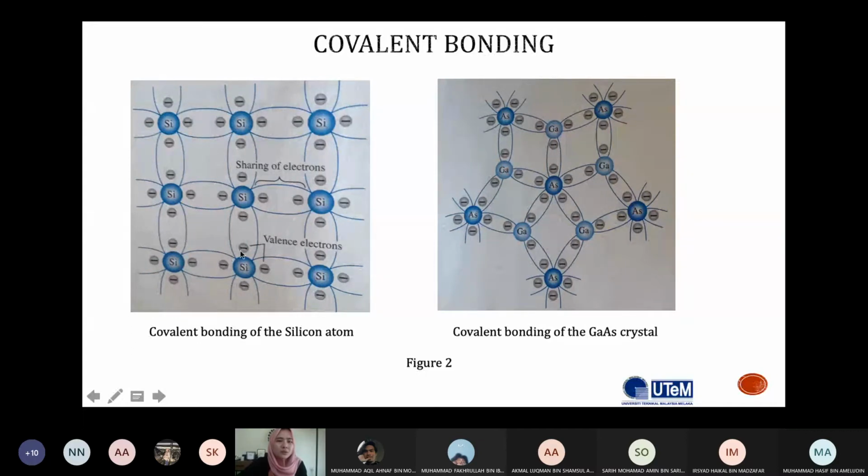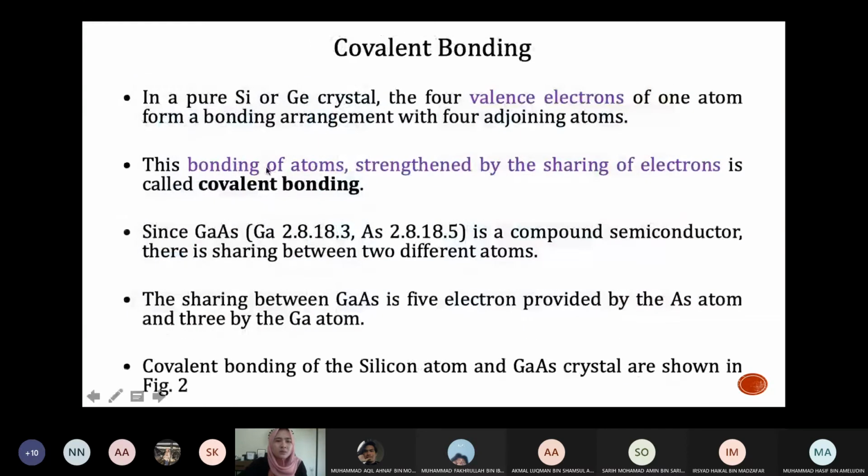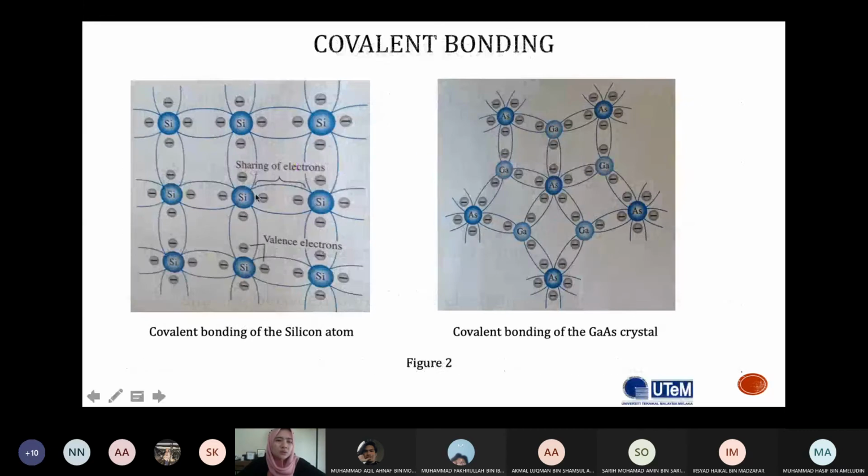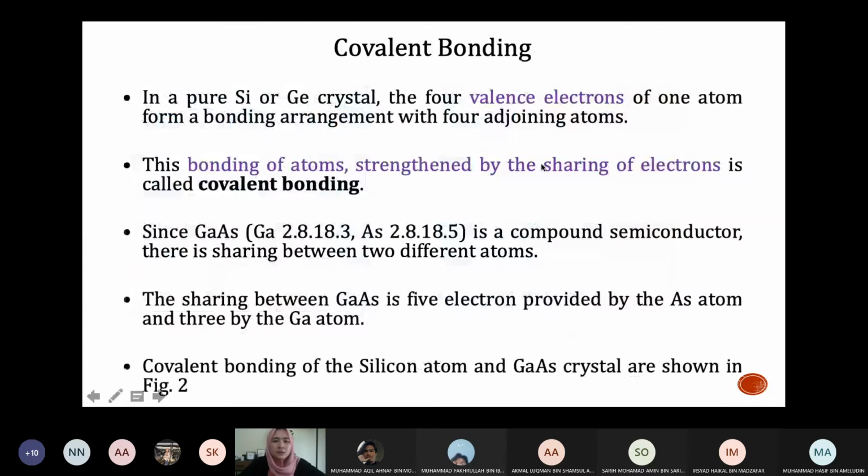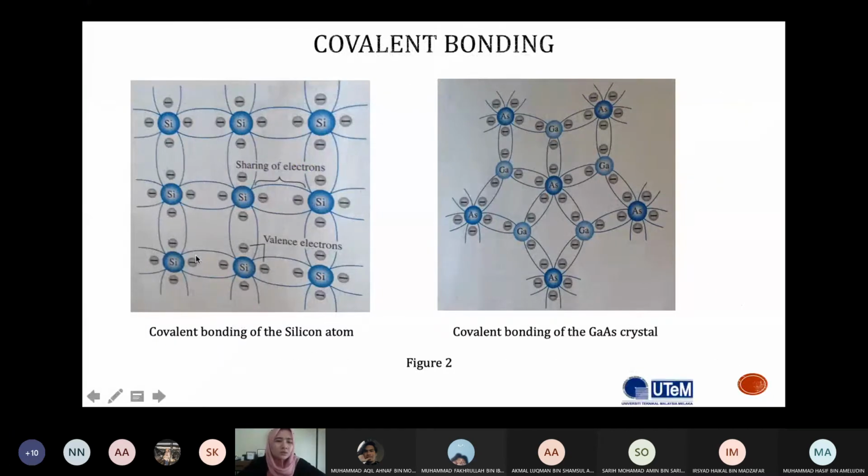The covalent bonding is actually the arrangement, the bonding of one atom to another. This is silicon atoms, and this bonding here is what we call the covalent bonding. What makes the covalent bonding strong is the sharing of electrons. You can see that for these atoms, we have sharing of electrons. These are the electrons in the valence shell of this silicon atom, and these are the valence electrons of this silicon atom. This is what we call sharing of electrons, and this sharing is what makes the bonding strong.